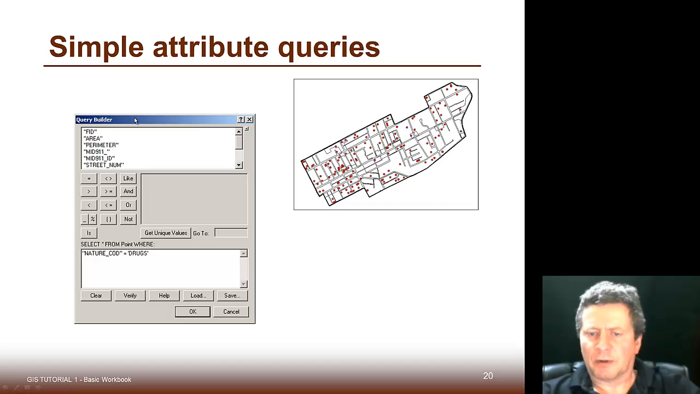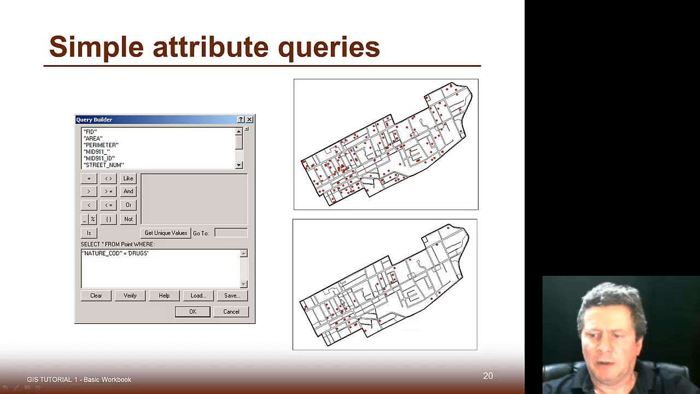So the query builder looks like this, and different ones are structured a little bit differently, but they all basically work the same. You look at one of these, which is the column heading in an attribute table. So we picked the nature of the incident here is equal to drugs. So that's the query we're after. And if we run that query, only the drug burglaries will show up, or only the drug incidents will show up.